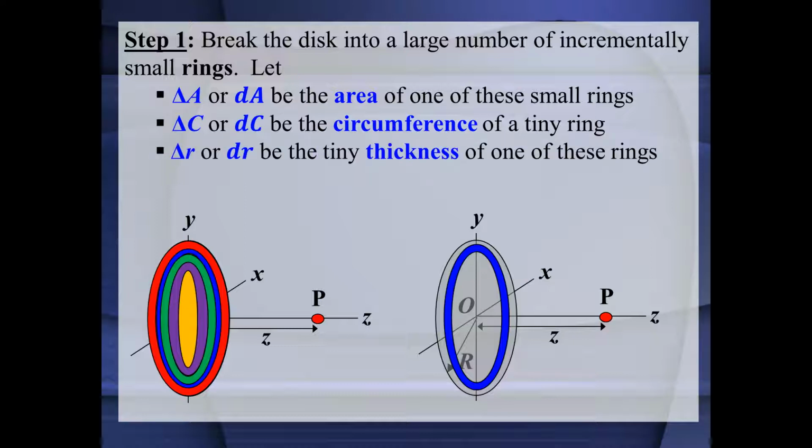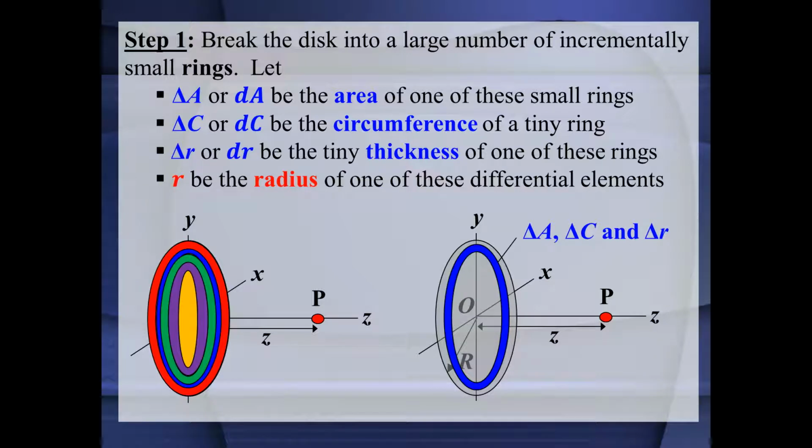And speaking of that thickness, we're going to use delta R or dr to represent the infinitely small thickness of one of these little tiny rings. So we label on the picture, the ring I have in blue has an area of delta A. It has a circumference of delta C, and it has a thickness of delta R. Or if we write it in the calculus notation, it would be an area of dA, circumference dC, and it would have a thickness that's dr.